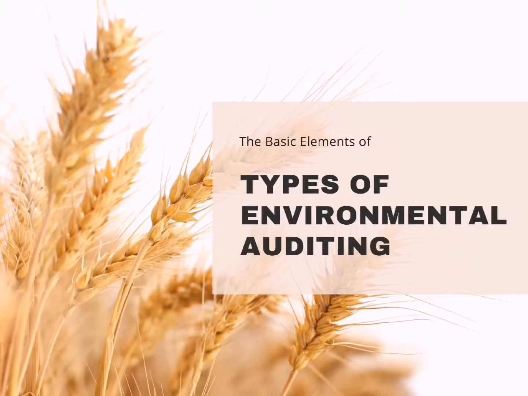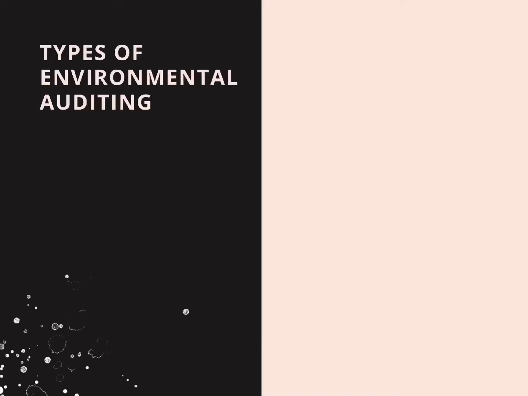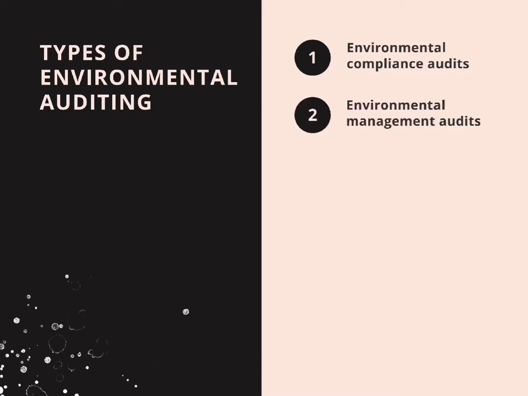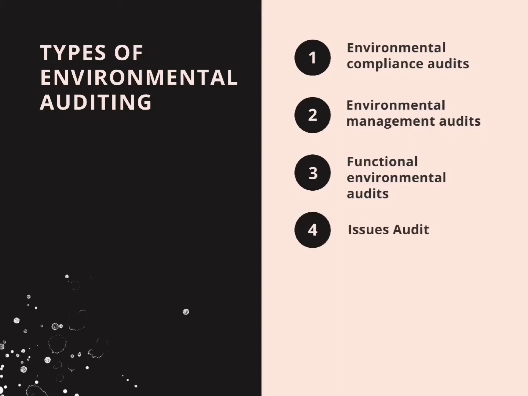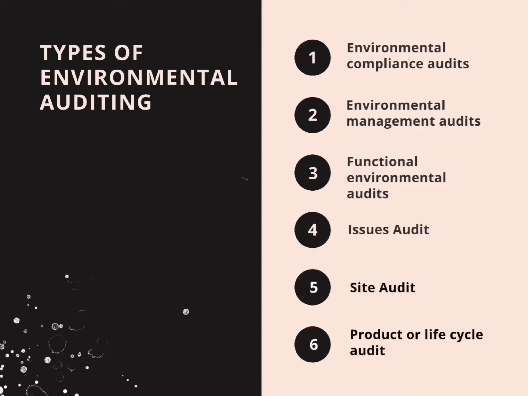For the next content, types of environmental auditing. There are 6 main types of environmental auditing. The first type is environmental compliance audits. The second type is environmental management audits. The third type is functional environmental audits. The next type is issues audit. Next is site audit. The last type is product or life cycle audit.